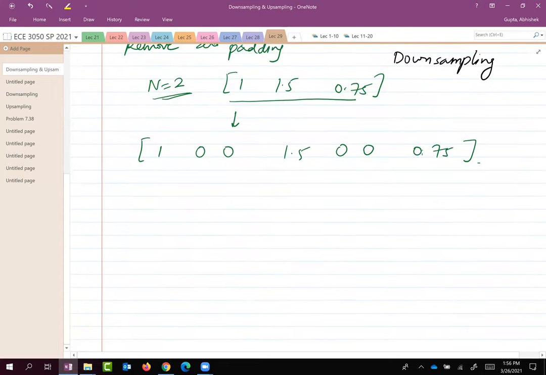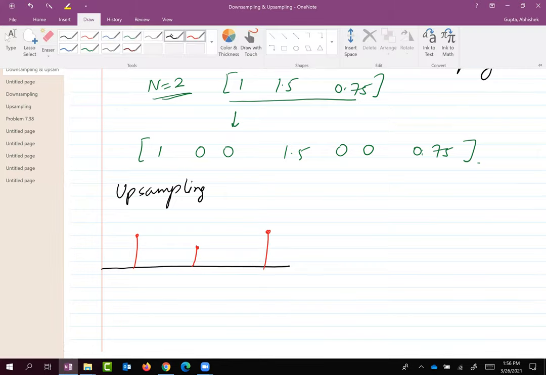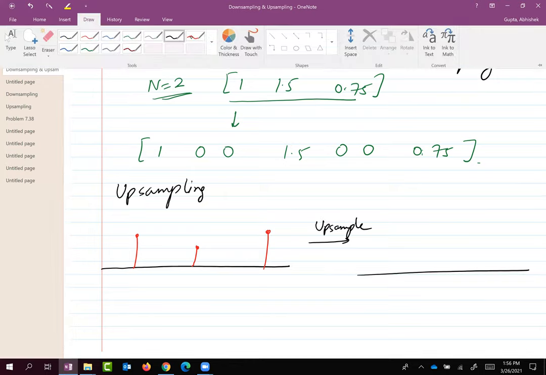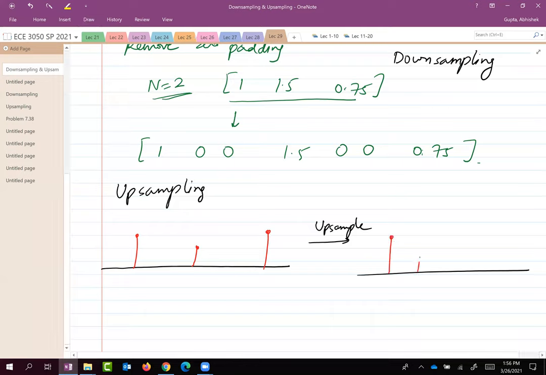Now, there is a similar or inverse process called upsampling, where let's say you have a time signal like this. What you do is you upsample, wherein you add some intermediate points through either linear interpolation or cubic interpolation. So I'm doing a linear interpolation here. Okay, so I do some either linear or cubic or some other form of intelligent interpolation in between these signals. And I create an upsampled version of the original signal. Okay, so this is upsampling. This is exactly opposite of downsampling.